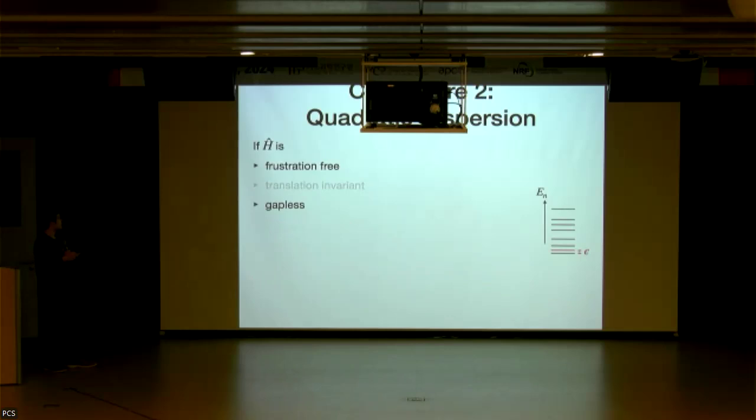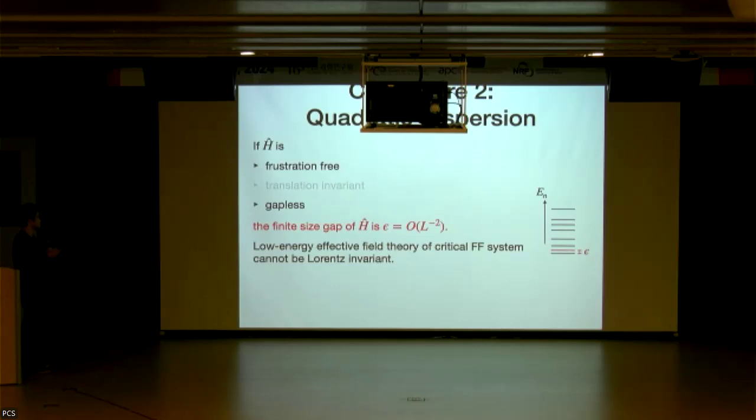So this is a related conjecture. I can forget about translation symmetry. Then what I found is that if a Hamiltonian is frustration-free and gapless, then the finite size gap of the Hamiltonian is bounded above by 1 over L squared. Okay, the finite size gap is the following. Even if the system is gapless, if I compute the spectrum in a finite box, in general I find a finite size gap to the first excited state. And I'm talking about the scaling of this finite size gap with the linear dimension of the system. This is the general bound I see by analyzing many models. And this means that the low energy effective field theory of frustration-free systems cannot be Lorentz invariant.